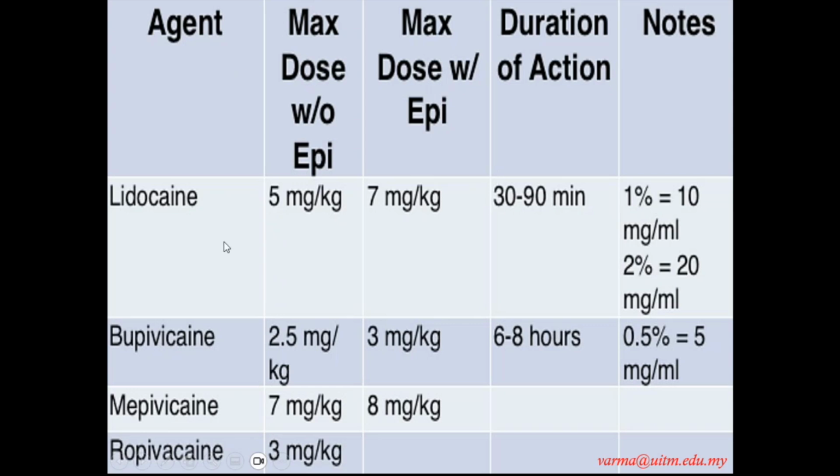With the addition of epinephrine or adrenaline, lignocaine can be given up to 7 mg per kg. Bupivacaine can go up to 3 mg per kg. Just now I mentioned 2 here, right?